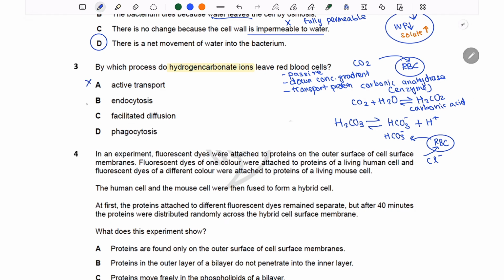B is endocytosis. This is wrong because endocytosis is like movement into the cell when membrane engulfs large particles to bring them into cell using vesicles. So that's not what's happening here. C would be our answer. This is facilitated diffusion because it's using transport proteins. This can either be carrier proteins or channel proteins. The last one is not our answer because again, it's a type of endocytosis where the cell engulfs solid particles, just like in the case of white blood cells engulfing bacteria.